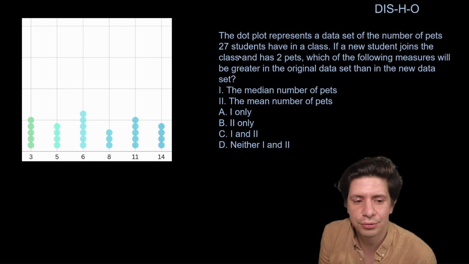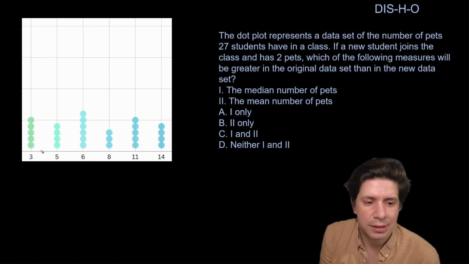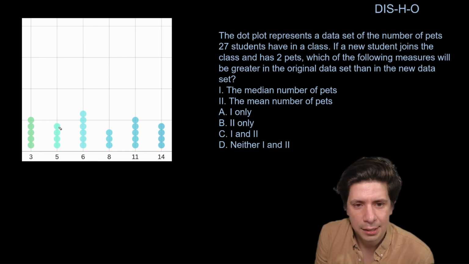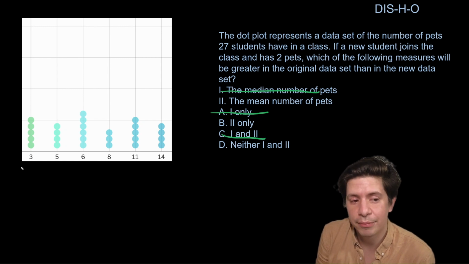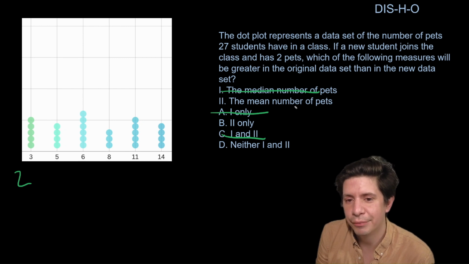So there's 27 students. Let's see where the median is right now. We have 5, 9, and then the 14th and 15th are here. So if we add a person in, the 14th and 15th would still be here, and we are keeping the median the same. So it's not going to be median, so 1 is not going to work. But the mean is going to drop because now we're going below, right? We have a 2 here. So the mean will drop, so the original data set has a bigger mean. So it'll be B as in boy.